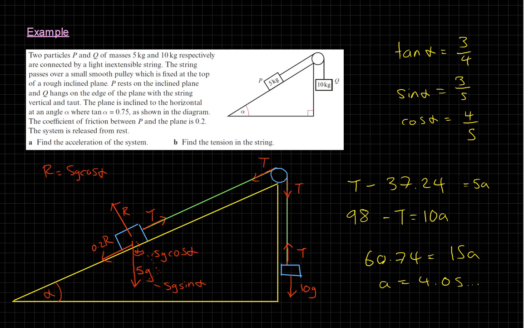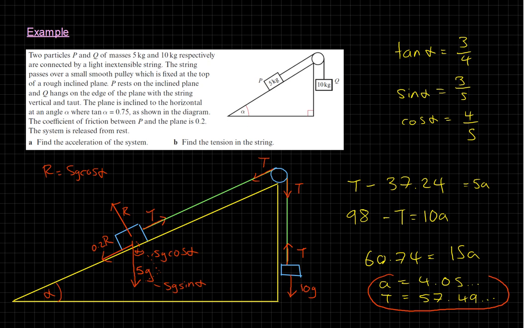And t, let's see, t is going to be equal to 5a plus 37.24. So let's multiply that a by 5, add 37.24, and we get 57.49, roughly speaking. Is that the right answer? Yes, it is. So that's it. We've got our a and we've got our t.